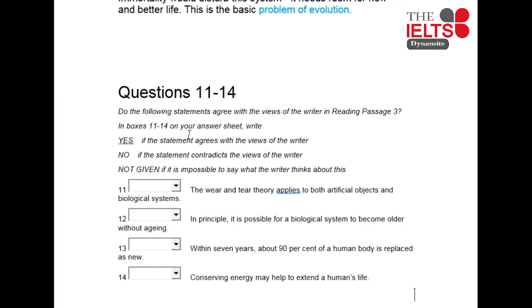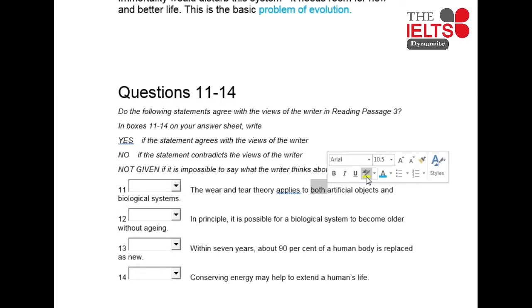And please make sure that you don't get confused between yes, no and true, false. It means if the answer is yes and you write it true, an IELTS test is considered wrong. Why? Because it's yes, no, not given, about the opinion of the writer, not about is it right or is it wrong. So this is a type of question and the other one is another type. So please don't get confused and make sure that you are giving the right answers. Let's read the first sentence. The wear and tear theory applies to both artificial objects and biological systems. Let us see here.